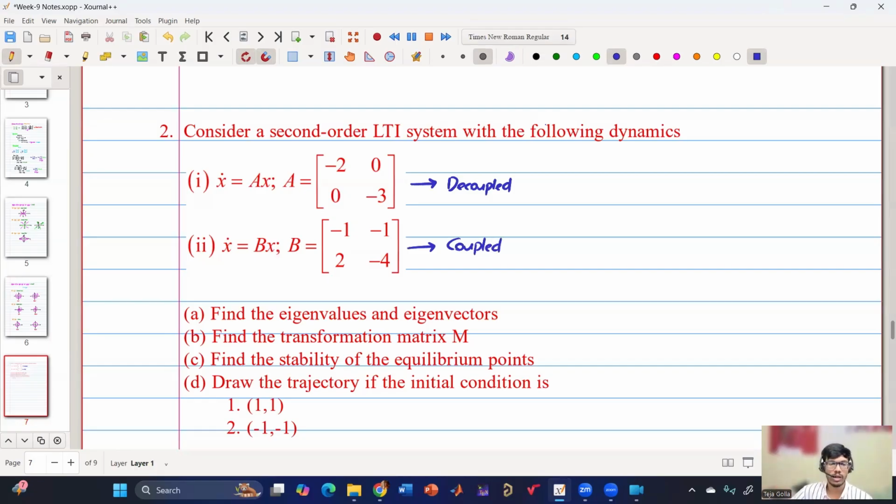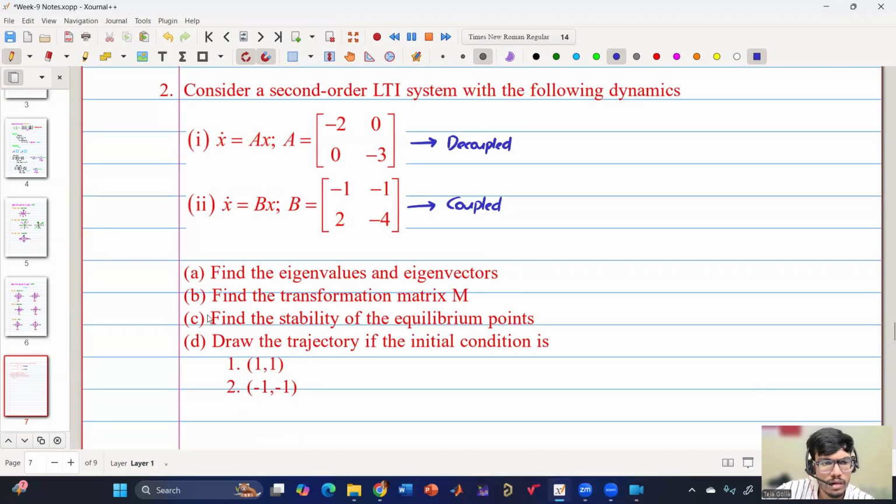Now I'm asking what are the eigenvalues and eigenvectors of both of them, and then also find the transformation matrix M, and then find the stability of the equilibrium points and draw the trajectory if the initial condition is this. So first we'll take x dot equal to Ax and then do all of A, B, C, D, and then we'll take x dot equal to Bx and then do all of A, B, C, D. Part B is only applicable for x dot equal to Bx. I'll tell you why. Once we do that, then we'll come back and solve the rest of the problems.